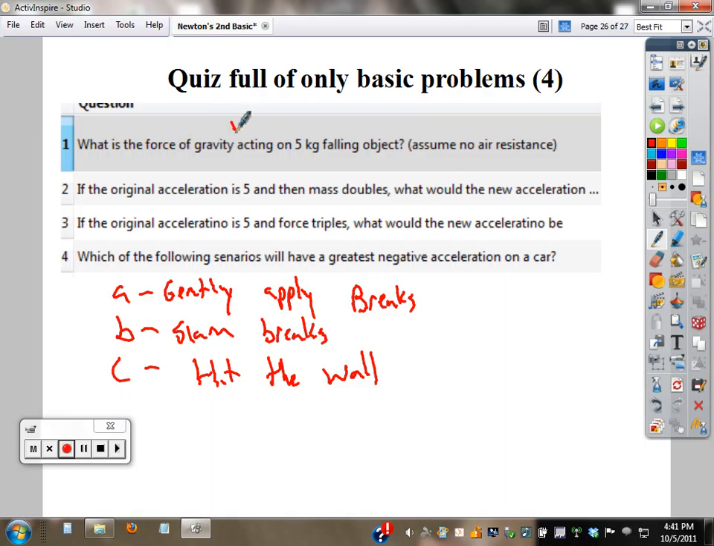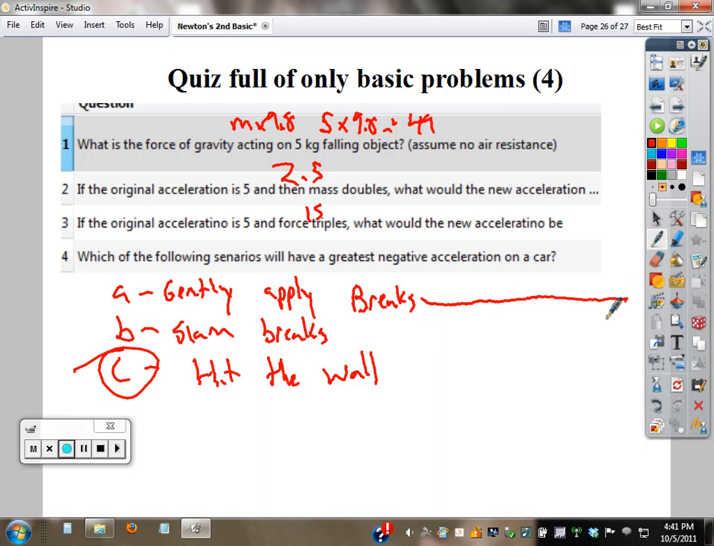Force of gravity is mass times 9.8. 5 times 9.8 equals 49. Acceleration is 5, then mass doubles. That means the acceleration is half, 2.5. The original acceleration is 5 and force triples. That means you triple acceleration, 15. And the greatest negative acceleration is when you hit a wall. Gently applying the brakes, it takes you a long time to stop. Slam the brakes and you stop quickly. Hit a wall and you stop right away. So that's the greatest negative acceleration.